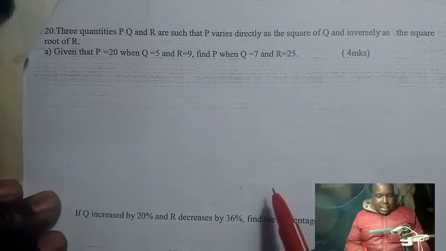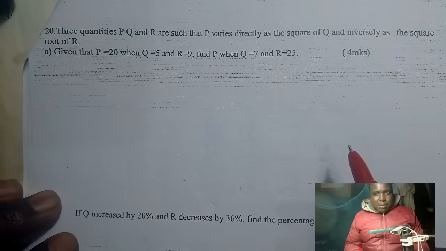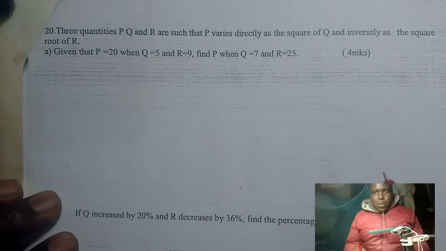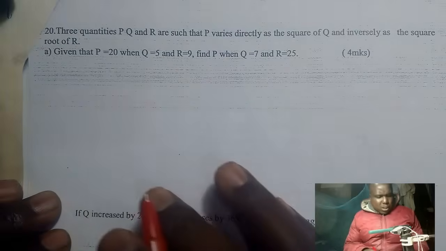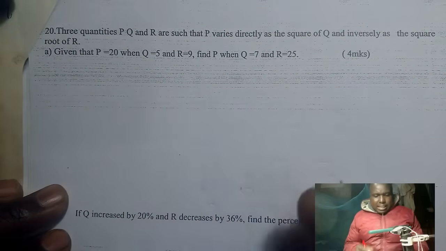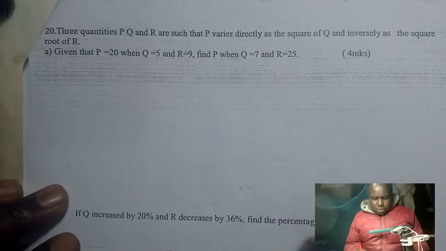So let's see. How many types of variations do we have? We have partial variation, direct variation, and indirect variation, which we call inverse variation. So you need to see which one is which. Is this direct, combined direct and inverse, or partial? You need to know all of this.